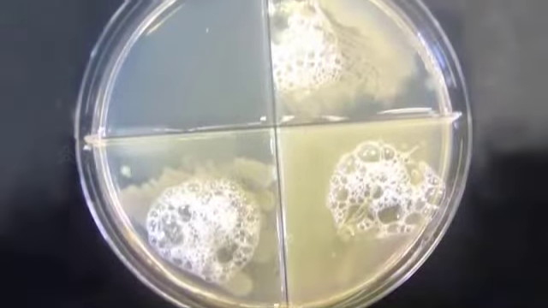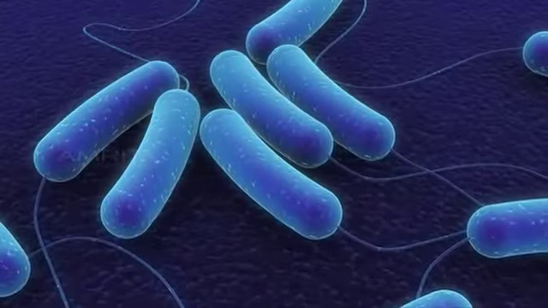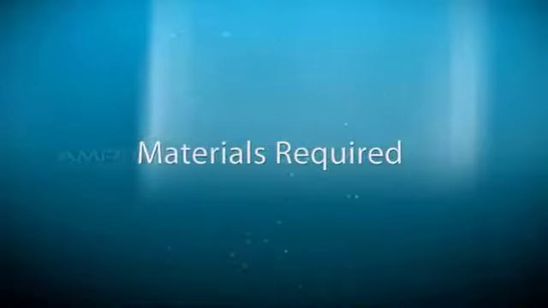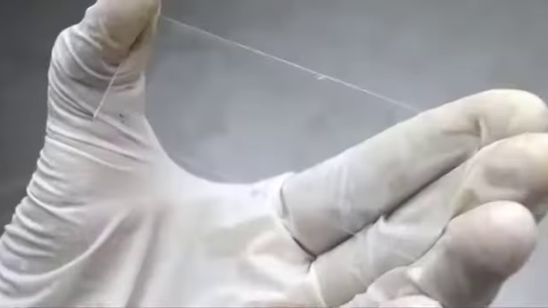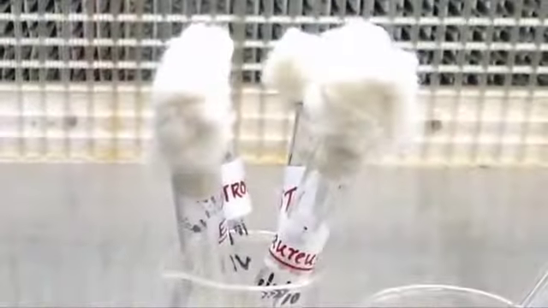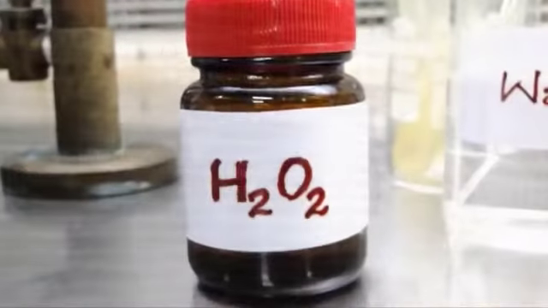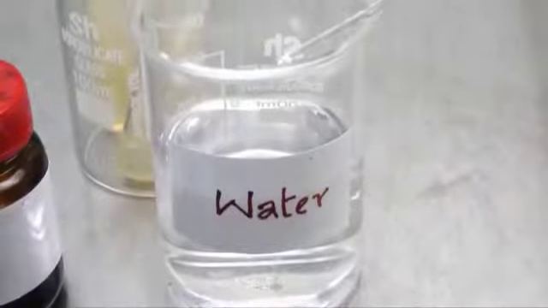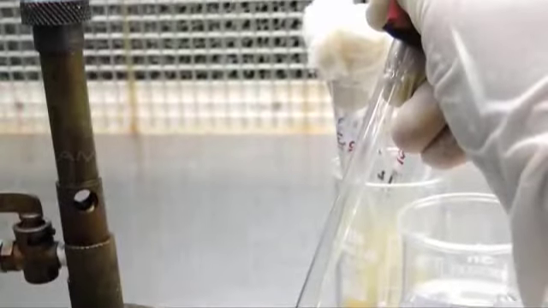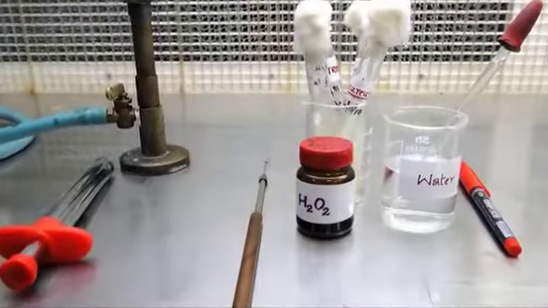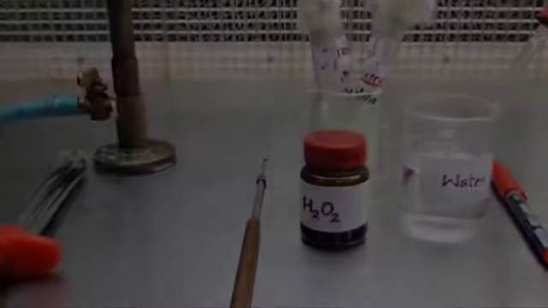The catalase test is used to determine the ability of microorganisms to degrade hydrogen peroxide by producing the enzyme catalase. Materials required: clean glass slides, overnight culture of organisms, inoculation loop, hydrogen peroxide, water, glass capillary tube, marking pen, Bunsen burner. All materials are to be arranged inside the laminar airflow.